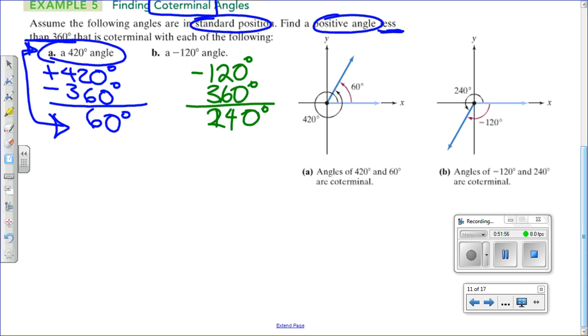The angle that was equivalent to 420 goes a complete turn and then a little bit more, and the coterminal angle will be just 60. So here the negative angle goes like that, 120 negative. And then in the positive direction, the angle that will have the same terminal side will be 240 positive.